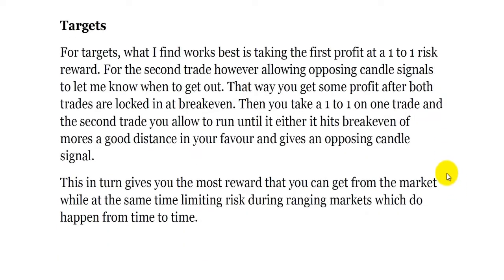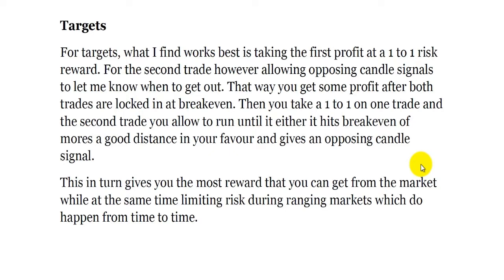Targets. For targets, what I find works best is taking the first profit at a 1-to-1. That's on your first trade, because you've got two trades, remember. For the second trade, however, I allow opposing candles to let me know when to get out. Now, what I mean by opposing candles, I mean opposing engulfing candles. Right? This is the engulfing trader strategy. So we know engulfing candles move the market very strongly. So it makes sense that we're waiting for an opposing engulfing candle in order to get out.